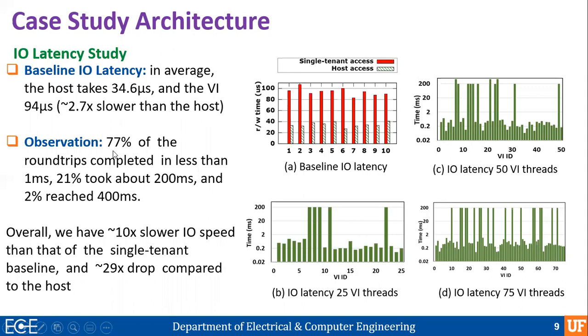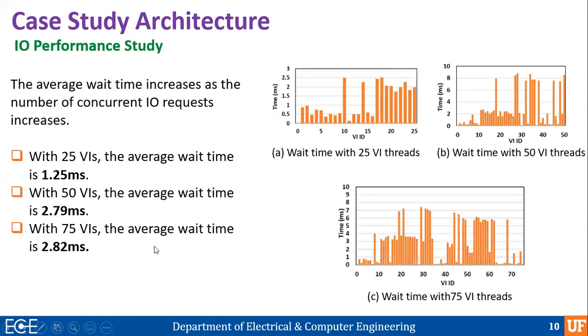Now, when we scale the number of virtual instances that are competing for the same FPGA, we observe that about 77% of the round trips completed within 1 millisecond, 21% took about 200 milliseconds, and 2% reached 400 milliseconds. The bottom line is that we see a performance drop of about 10 times compared to when we have a virtual instance that is fully owning an entire FPGA device. We also observe that the average wait time increases as the number of virtual instances increases, which was expected since the size of the buffer in the FPGA management service is fixed.